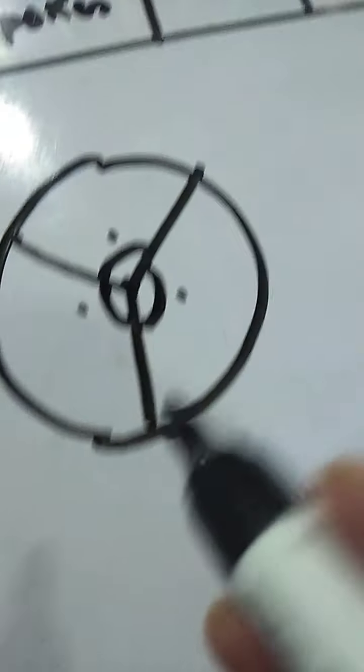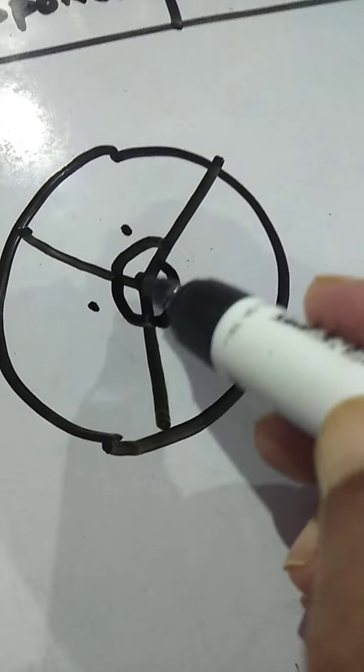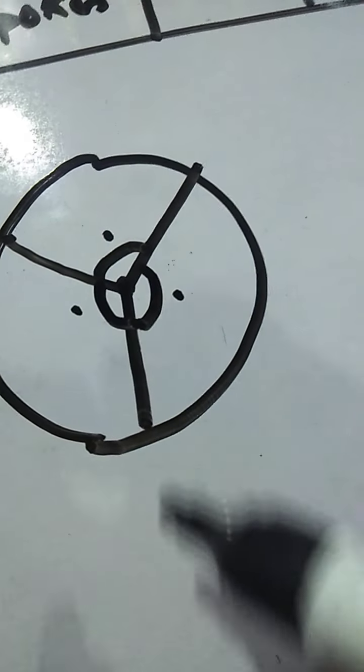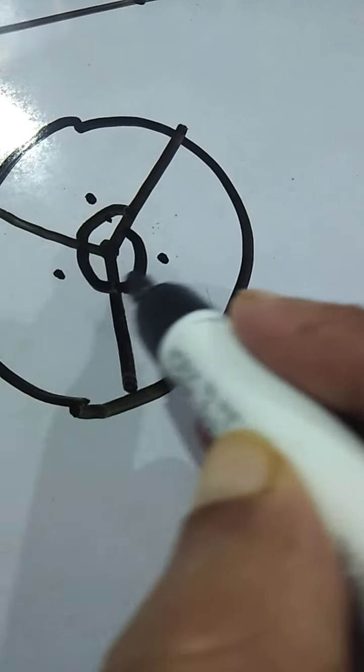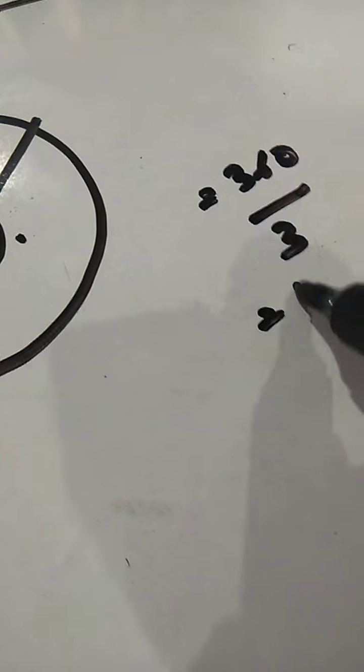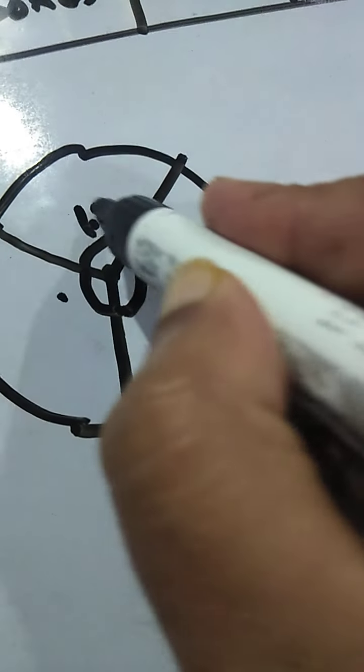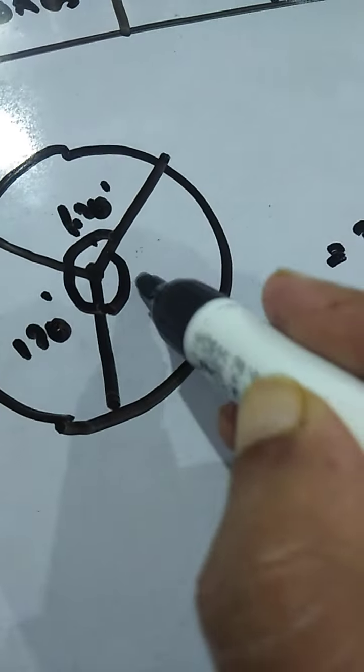Fine. So in this case what is happening? How many spokes are there? 3. So what will be the measure of each angle? So we know that the entire angle is equal to what? 360 degree, and we have to divide it by 3. So each angle would be equal to 120 degree, isn't it?